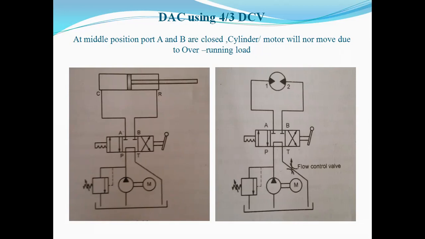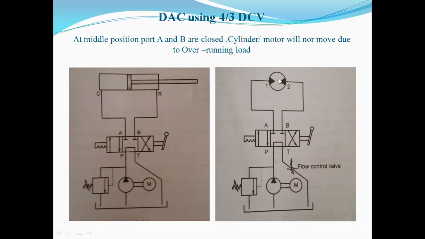Similarly, in case of a rotary actuator, in the forward case the motor will start revolving in the forward or clockwise direction. In the return case, it will start revolving in the anti-clockwise direction. But when we connect it in the center position, there is no chance of oil flowing in either the pressure line or the return line, so your motor will block at this position.